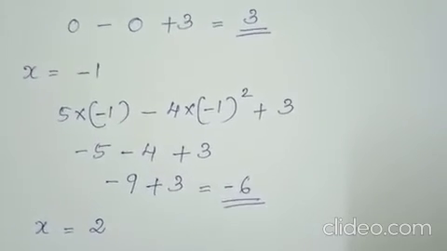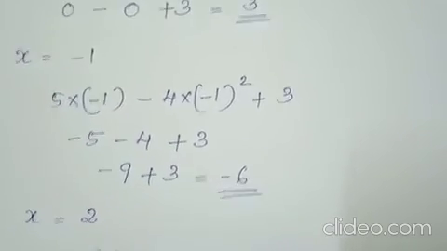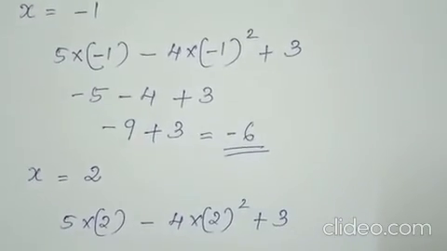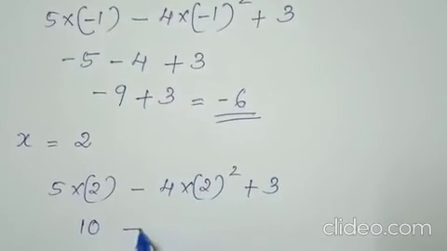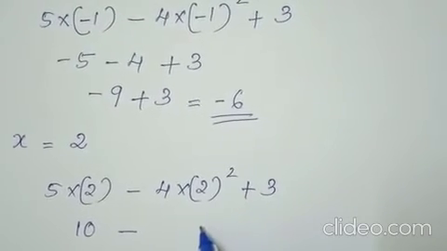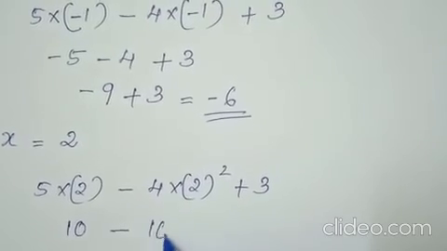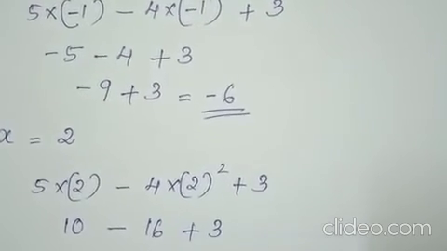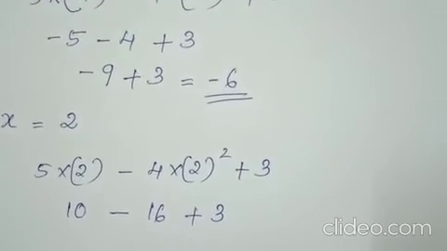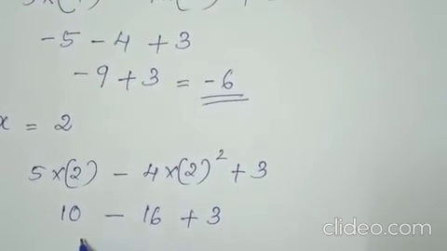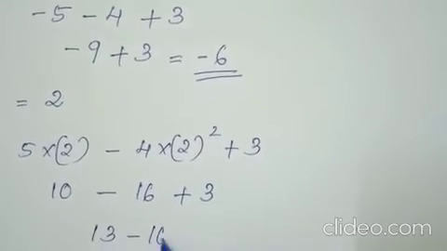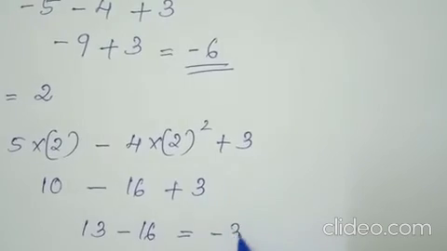Then in the same polynomial we substitute x equals 2. So 5 into 2 minus 4 into 2 square plus 3. 5 into 2 is 10, minus 4 into 2 square, that means 4 into 4, which is 16, plus 3. 10 minus 16 will be what? Otherwise, you can add 10 plus 3, then you get 13 minus 16, so it will be negative 3.